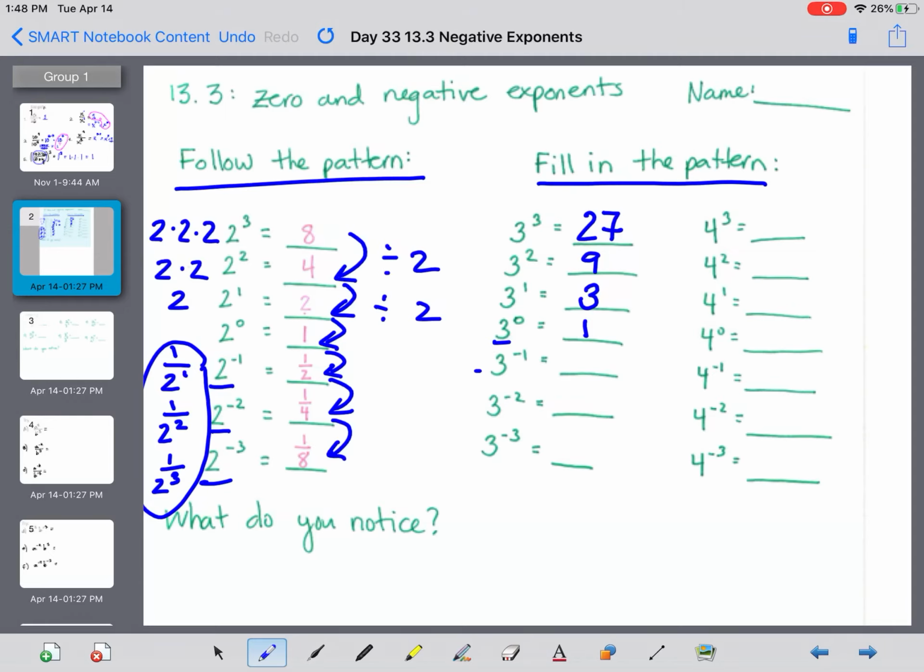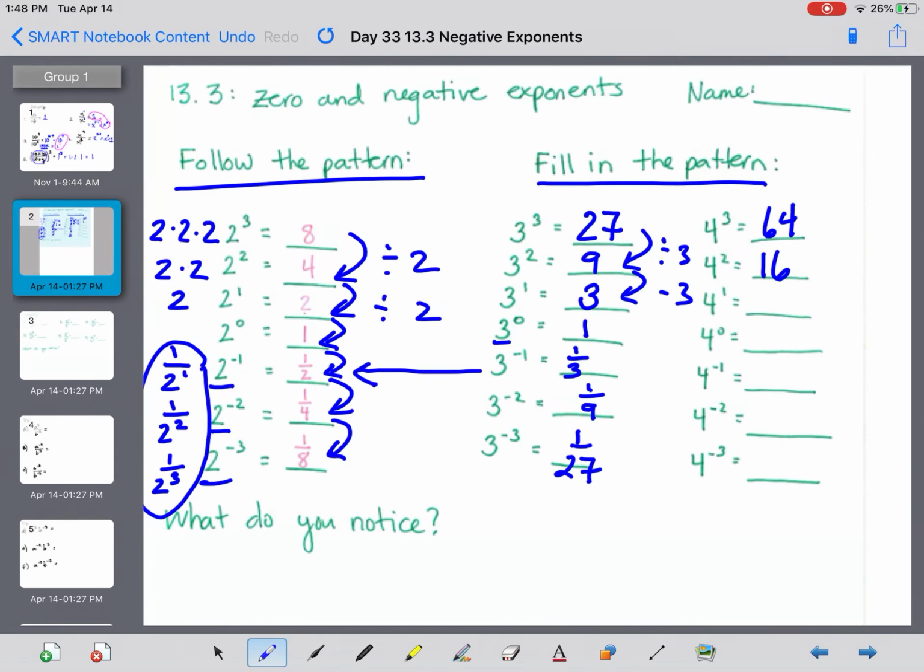And then 3 to the negative first power, I'm going to look and see what happened over here with 2 to the negative first. It looks like we put 1 over 2, so here I'm going to put 1 over 3. And notice that's also following my pattern of dividing by 3 as I work my way down this table. 27 divided by 3 is 9, 9 divided by 3 is 3, 3 divided by 3 is 1, 1 divided by 3 is 1/3. So this is actually going to give me 1/9, and then 1/27.